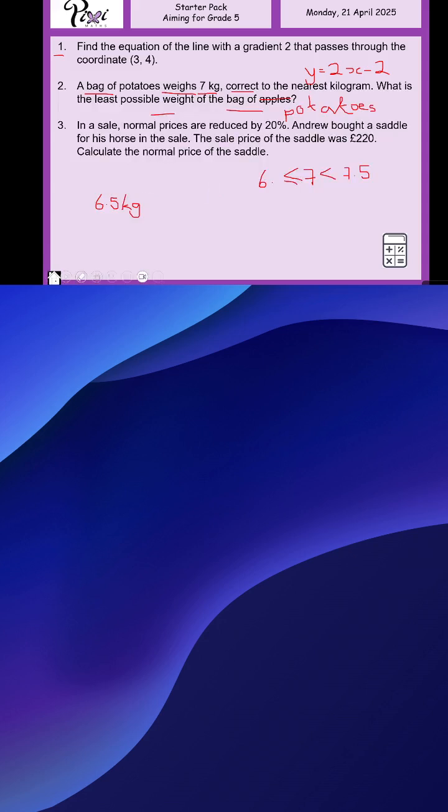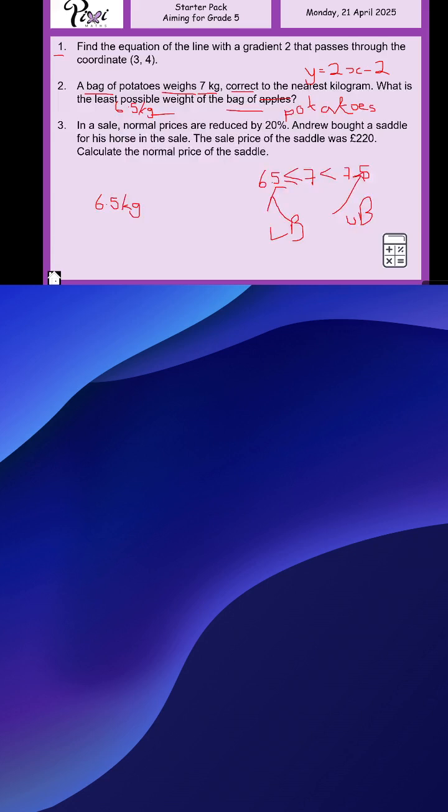Okay, so it's 6.5. So this is what I call my upper and lower bound. This is the lower bound. This is the upper bound. So the answer is 6.5 kg of potatoes, sorry, not apples. It's the smallest number such that when I round it, I get 7 kg.